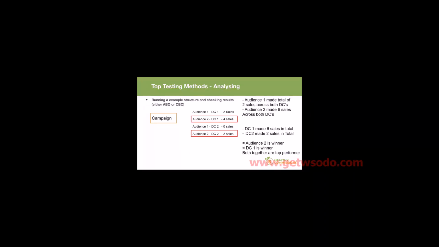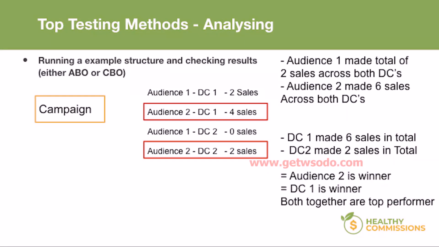So now let's jump into how to analyze your split tests, right? So this is an example campaign here that we had prior. So you can see whether this is ABO or CBO, it doesn't really matter too much as long as the spends are all pretty consistent across them. So you can see here DC1 being tested against audience 1 and 2, DC2 being tested against audience 1 and 2, right? So we can see that this one here made 2 sales, this one here made 4 sales, this one here made 0, this one here made 2.